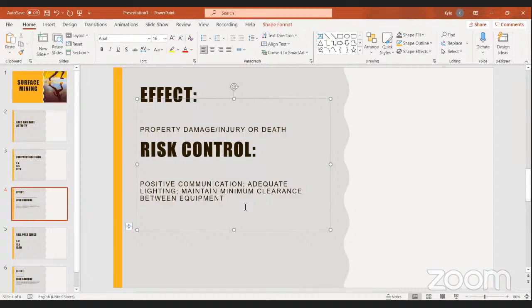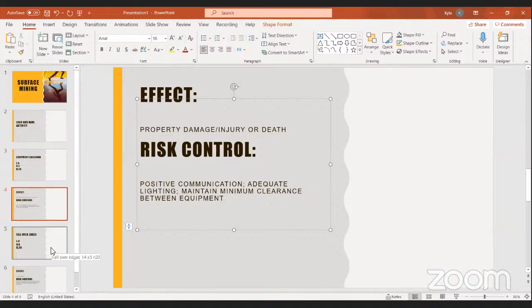Positive communication, so the communications between operations, and then adequate lighting. Lighting also can cause visibility issues which can result in collisions of cars or trucks. And then maintain minimum clearance between equipment. So the spacings and gaps should still have constant gaps so they do not result in equipment collisions.